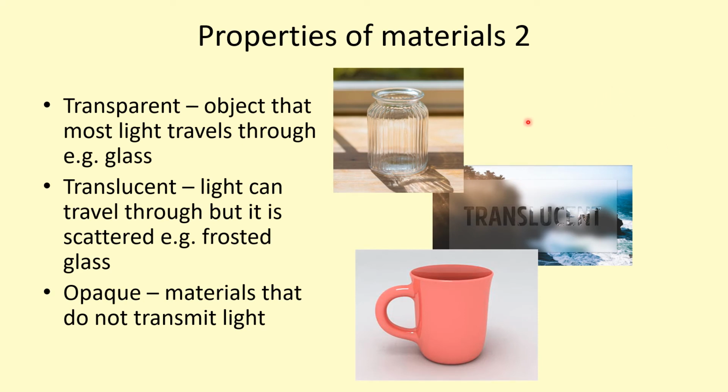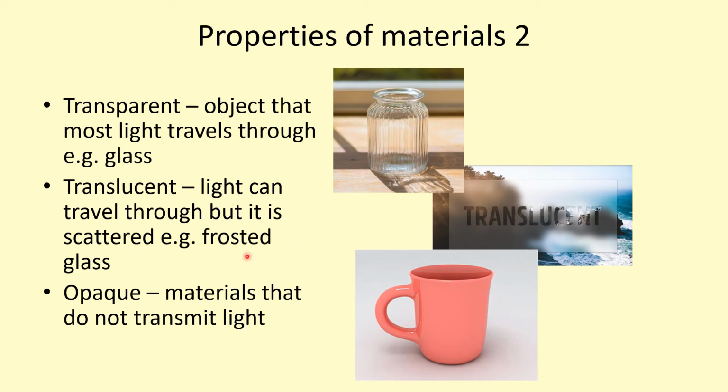Alright, other properties of materials. Transparent is an object that most light travels through, like glass. So we've got a glass jar. You can see through it, you can see what's going on behind it. Most of the light is passing through, it's being transmitted by this glass.